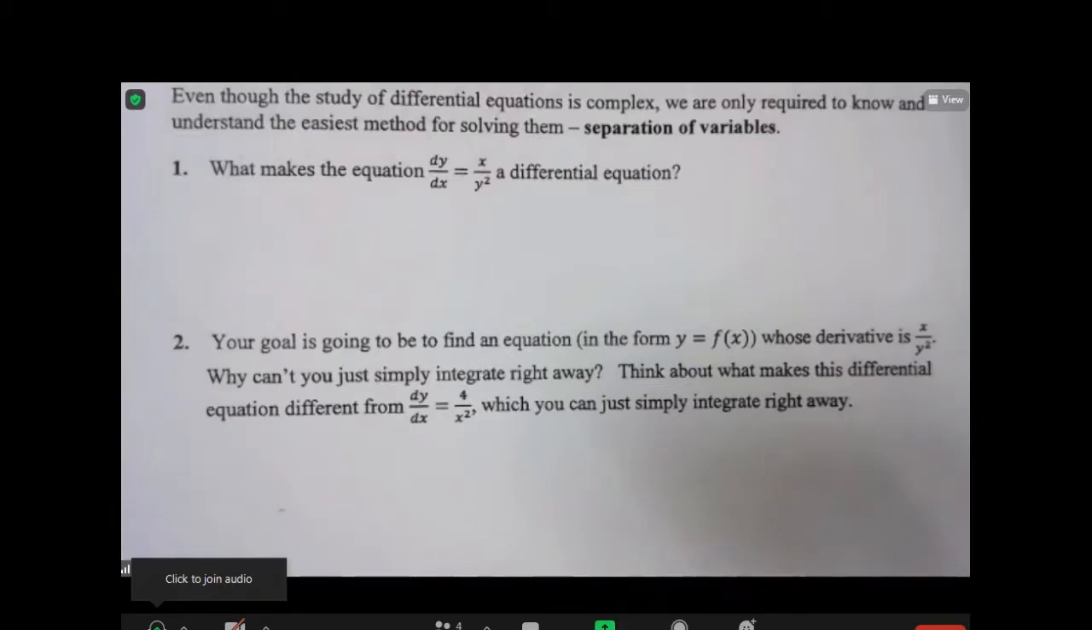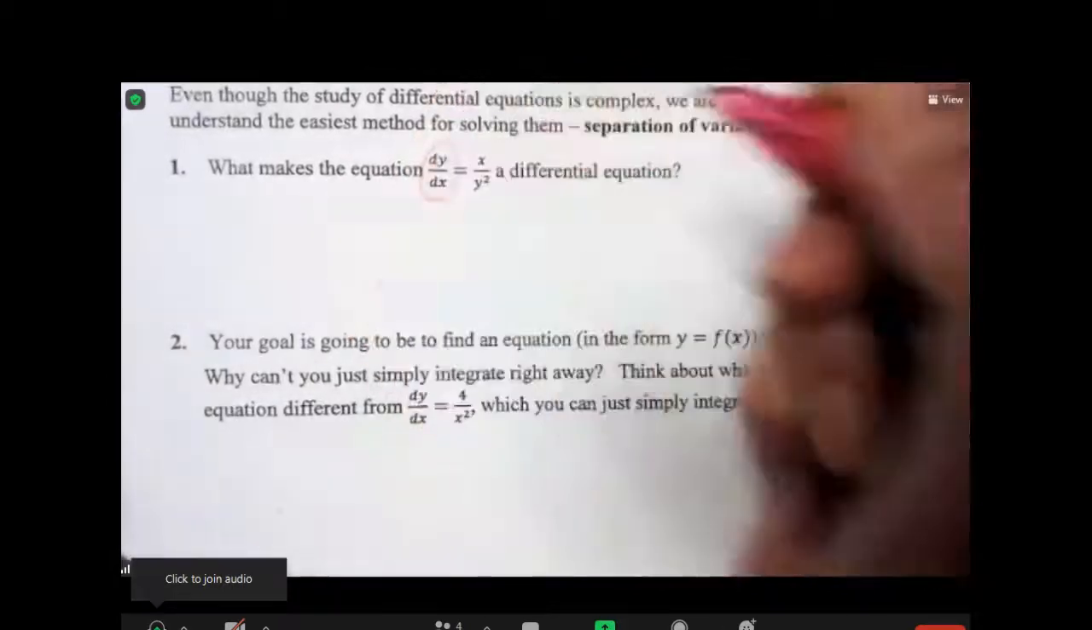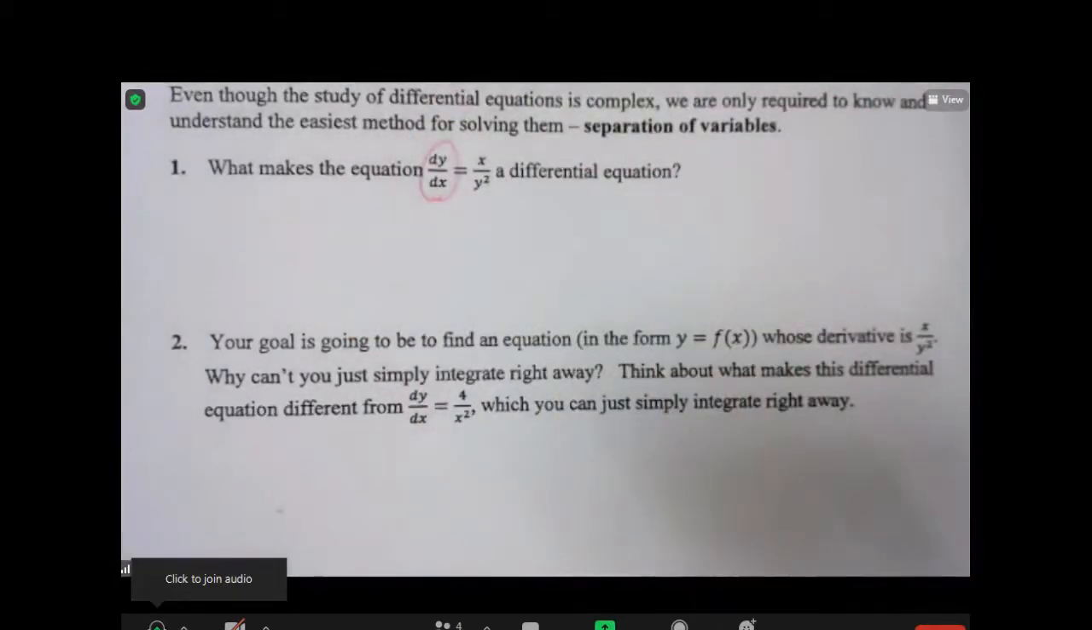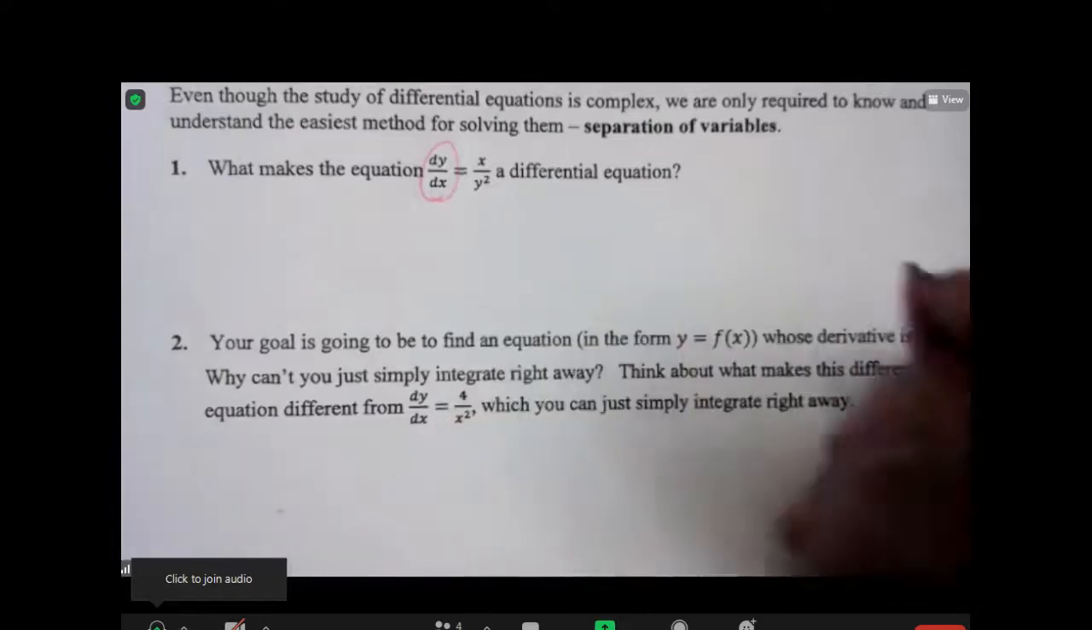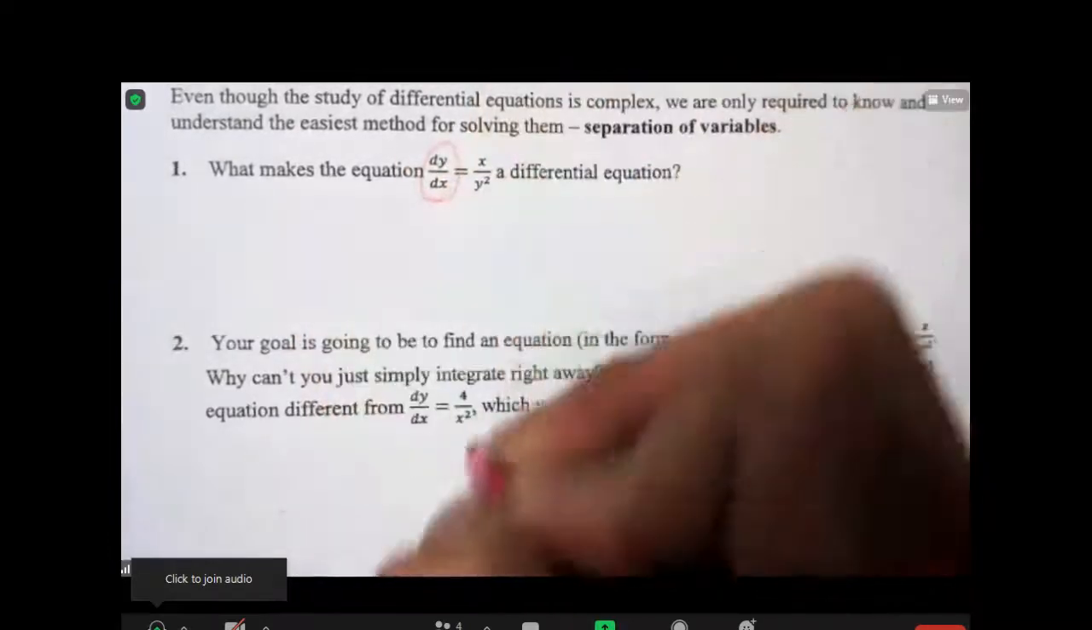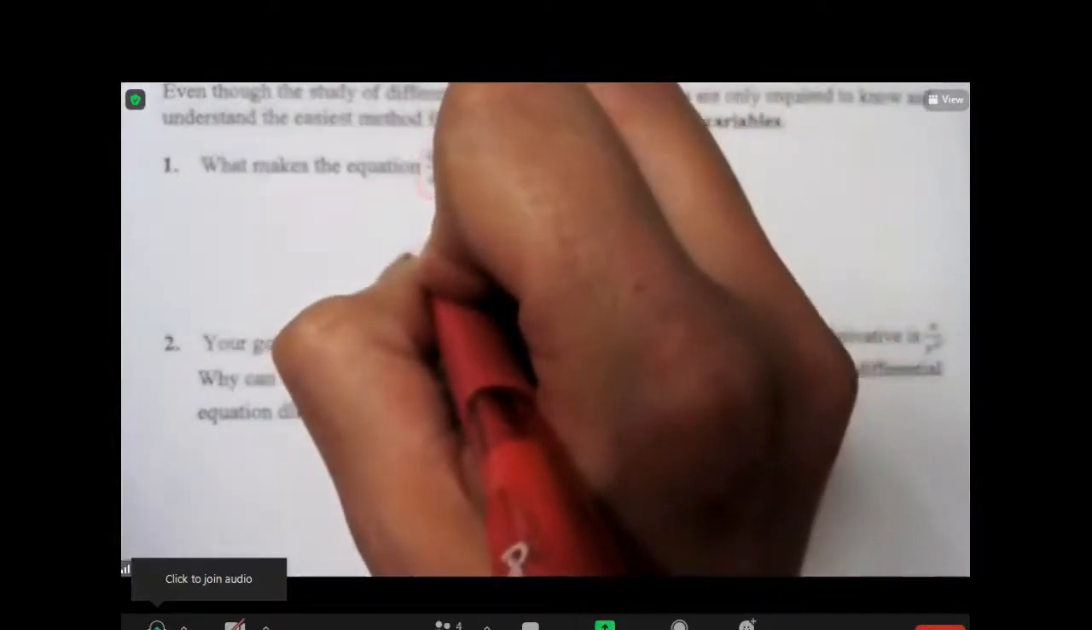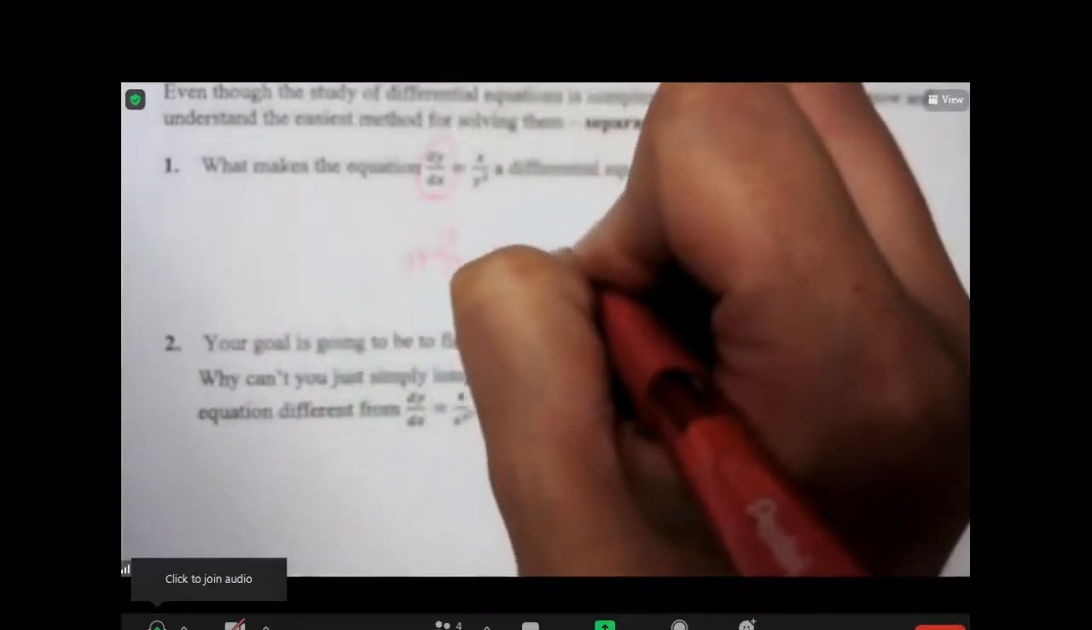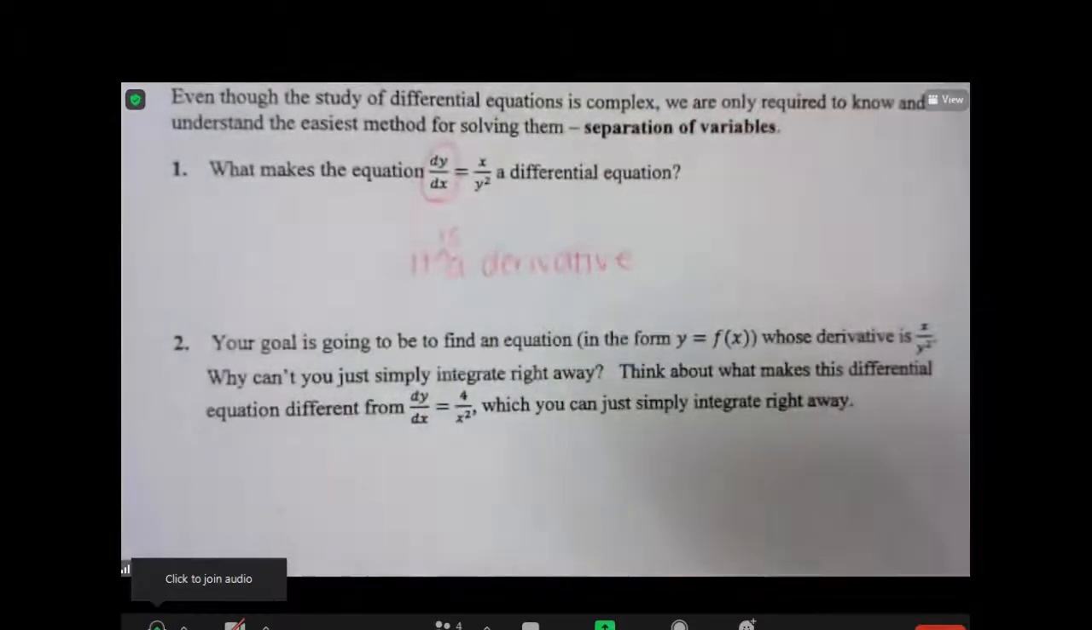So what makes the equation here a differential equation? A differential equation involves a dy dx. It is essentially, I missed the word is, it is a derivative. So what makes something a differential equation? It is a derivative. So when you hear or read the word differential, all you're thinking is that you have a derivative.